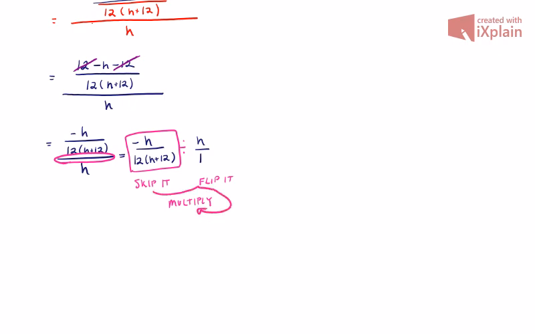So what that means in this case is we're going to skip the first fraction, and we're just going to write it as we see it. We're going to flip, or take the reciprocal of, the second fraction, and we are going to multiply. So as you can see here, an h and an h will cross-cancel or cross-reduce themselves out. So my final result is just going to be -1 all over 12 times h plus 12.